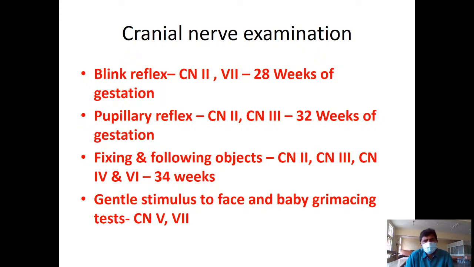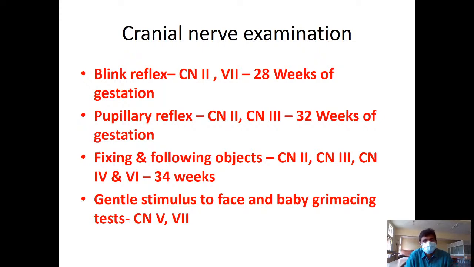You can assess the rest of the cranial nerves by testing these reflexes. When you throw light into the eyes of the baby, the baby will blink. This blink reflex usually gets established at 28 weeks of gestation, and when there is a positive blink reflex, you have successfully tested cranial nerve 2, that is the optic nerve, as well as the facial nerve, that is cranial nerve 7. Then pupillary reflex.